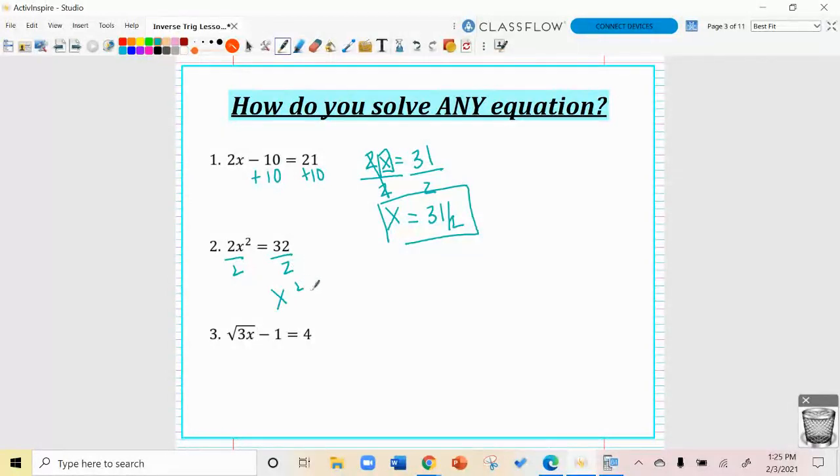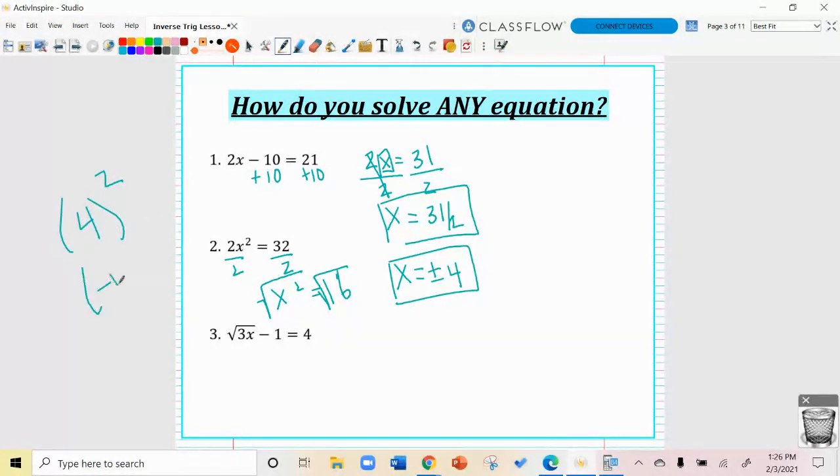And I've got x squared equals 16, and then I'm going to take the square root of it. You know, I actually get plus and minus here. There's two answers. Again, if you're like, what? Why are there two answers? It's okay. If you do 4 squared, 4 times 4 is 16, and negative 4 squared, negative 4 times negative 4 is also 16.